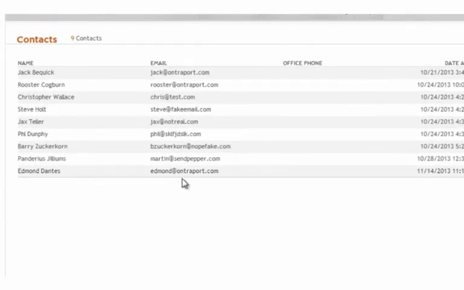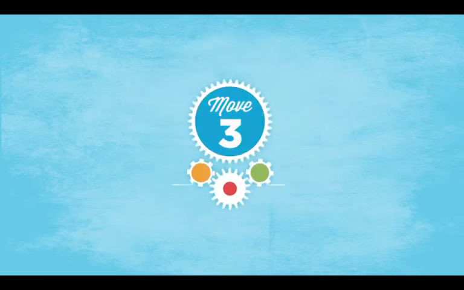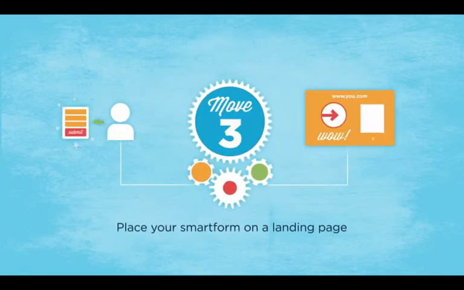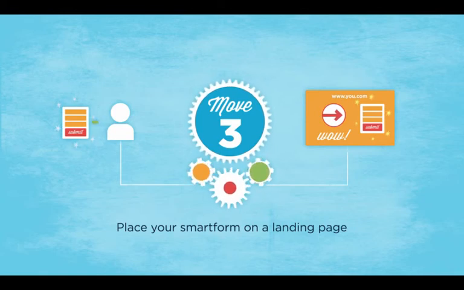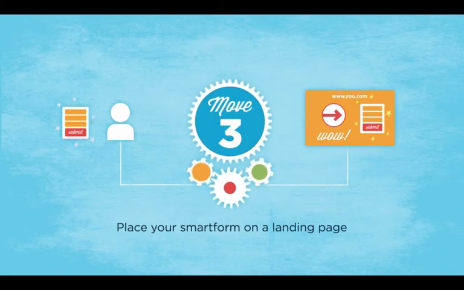Now you know how to enter new contacts manually, how to create smart forms so people can enter themselves into your database, how to create landing pages where smart forms can live, and how to host them so they're live on the internet. You've got the first 3 moves. Once you learn this next move, you'll know exactly how to send email through Ontraport. See you in move 4.